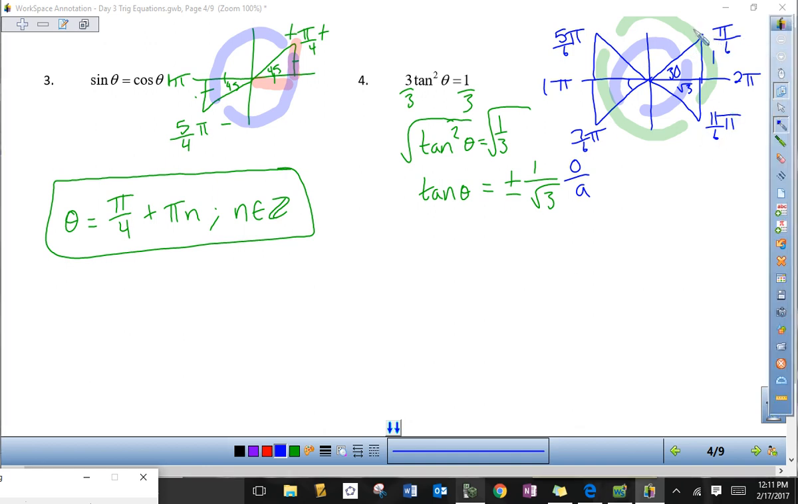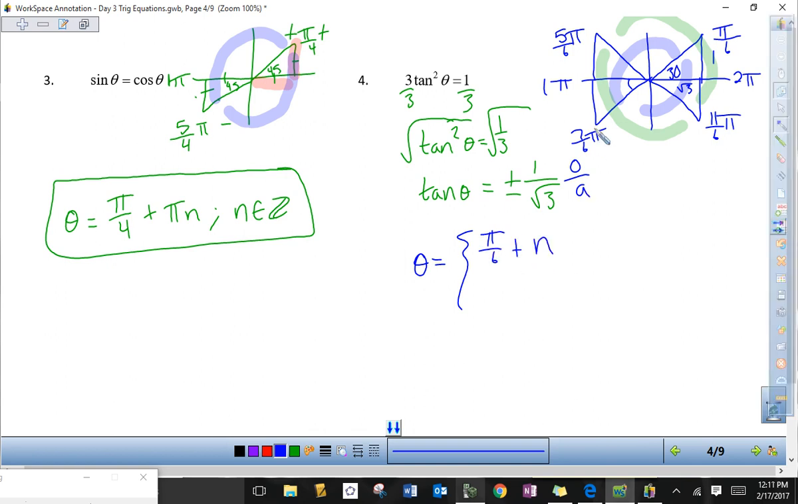Okay, so I'm going to just look at my ones in the first 2 quadrants. I'll say theta equals pi over 6, and I can add pi on to get to this one down here any number of times. And I can start at 5/6 pi and add on pi to get down here any number of times.